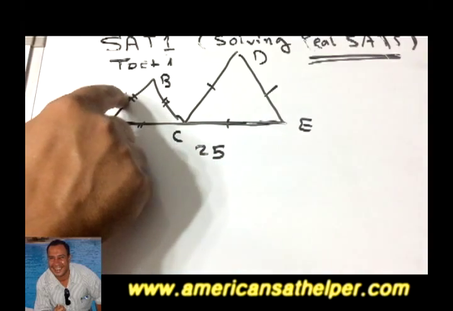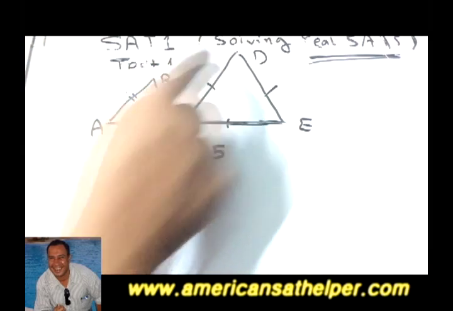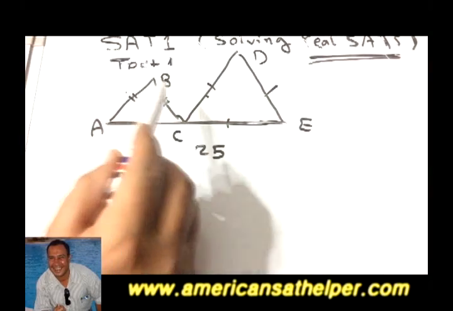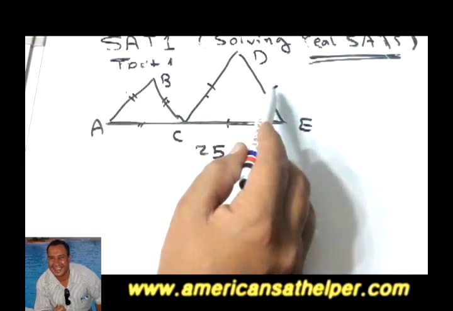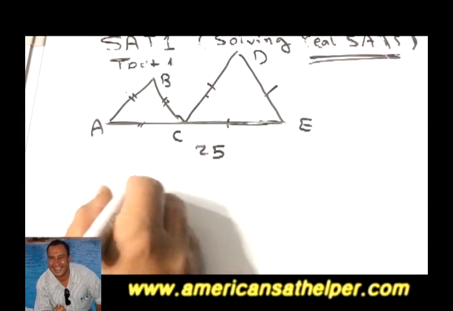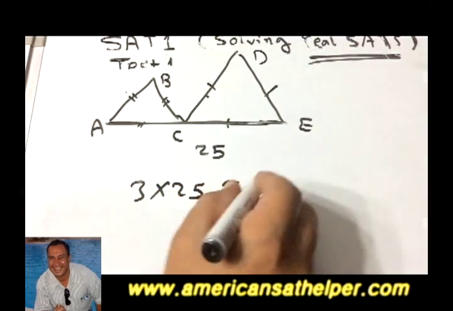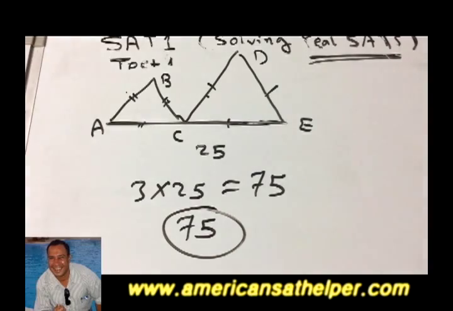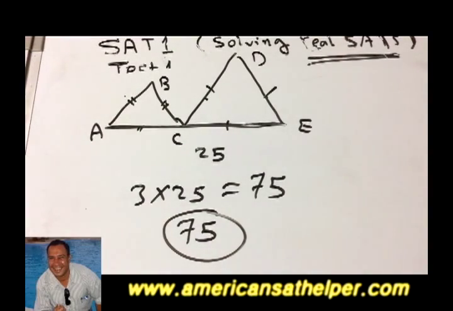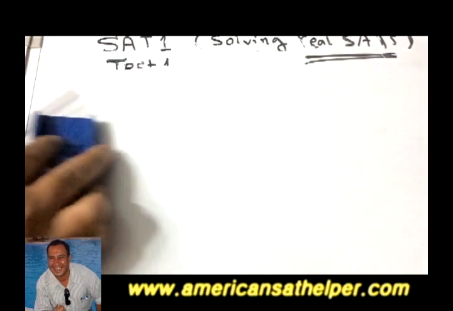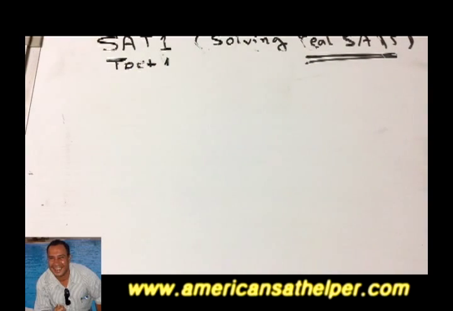This means this side plus this side is 25 too. This one plus this one is 25. And this one plus this one is 25. So we have 3 multiplied by 25, you will get 75. This is the correct answer. So number 11, the answer is 75.